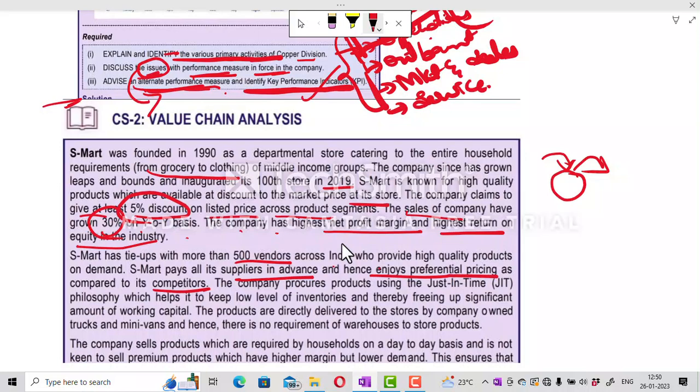Okay, what are they telling? See, they have 500 vendors and they are paying in advance to them so that they will get preferential pricing, meaning a low cost advantage. Means they are getting heavy discounts. So they are giving customers heavy discounts and they are also getting discounts. Means this burden of discount is not coming on them. They are just passing the discount they got from the suppliers to customers.